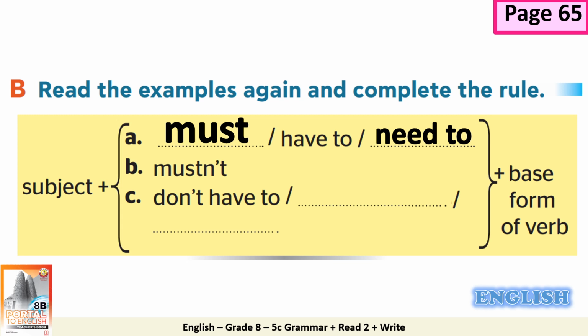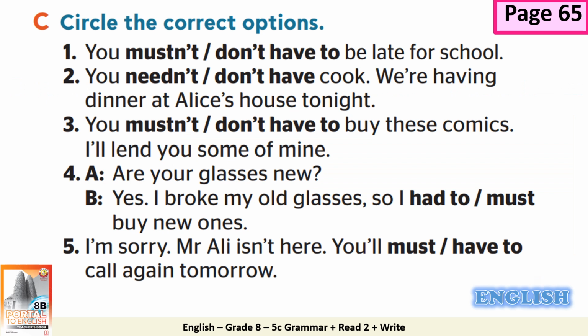Don't forget that mustn't is used to express prohibition. Good job. Now, don't have to is used to express the lack of obligation and necessity. Which other two modal verbs are used to do the same? Don't need to and needn't. Wow, you've got it. Good job. Now that you understand the different uses of modal verbs, let's take some time to complete exercise C. Circle the correct option, pause and complete.